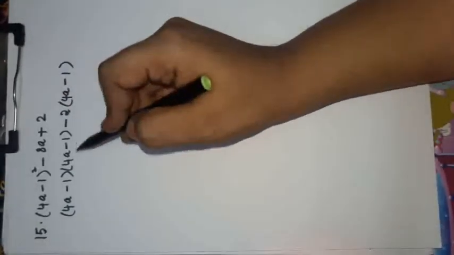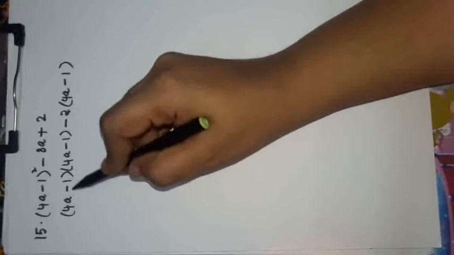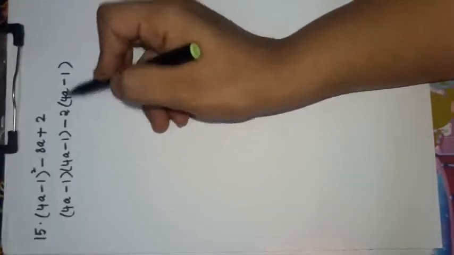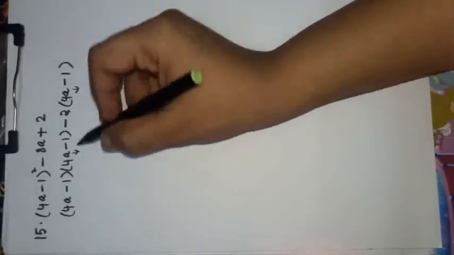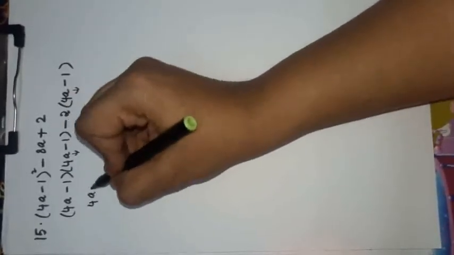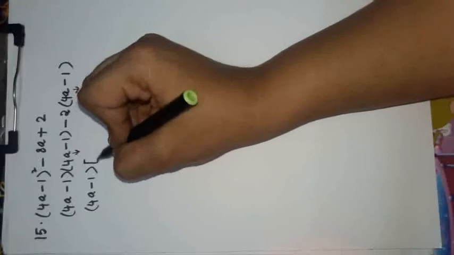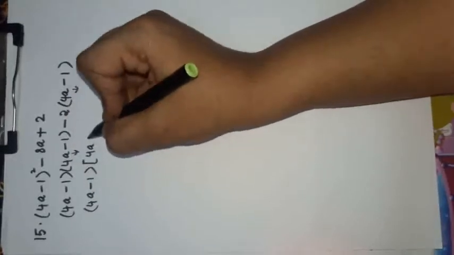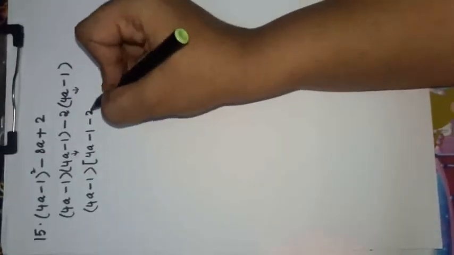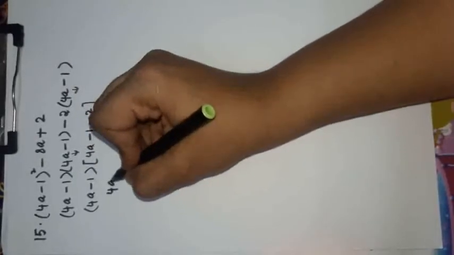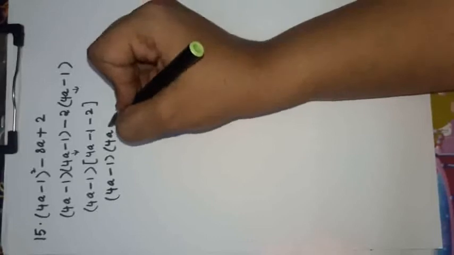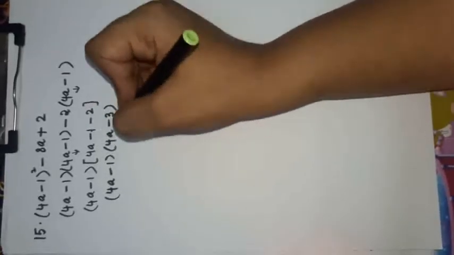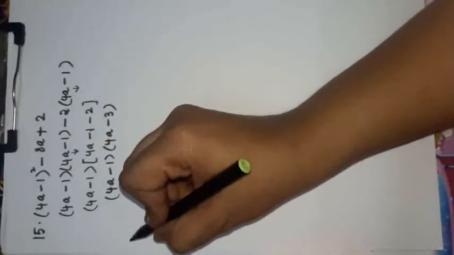Now in these two expressions, here 4a minus 1, here 4a minus 1. Any one 4a minus 1, since here only 1 is there, you can take common. So 4a minus 1 common, then after 1 4a minus 1 is remaining, and then minus 2 is remaining. In this way 4a minus 1, then 4a minus 1 minus 2 will give you 3. So 4a minus 1 and 4a minus 3 are the factors of this given expression.